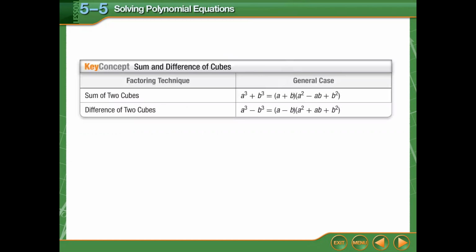So the first thing we're going to take a look at is some factoring techniques. We have sum of two cubes and a difference of two cubes. So you have a cubed plus b cubed, and it has this pattern of a plus b times a squared minus ab plus b squared. And then in a difference of cubes, it's almost exactly the same thing, except we have a cubed minus b cubed, and then a minus b times a squared plus ab plus b squared. Go ahead and take a moment to write that down as needed. Pause the video whenever you need.